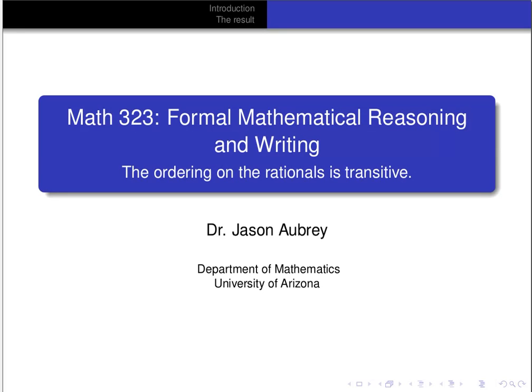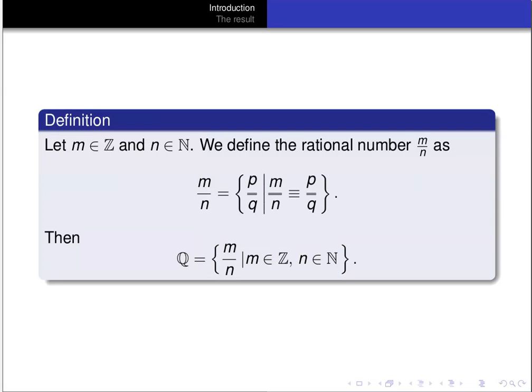In this video, we'll prove that the ordering on the rationals is transitive. This is one of the axioms of ordered fields that you would need to verify in order to show that the rationals is in fact an ordered field. So let's recall our definitions of the rationals.